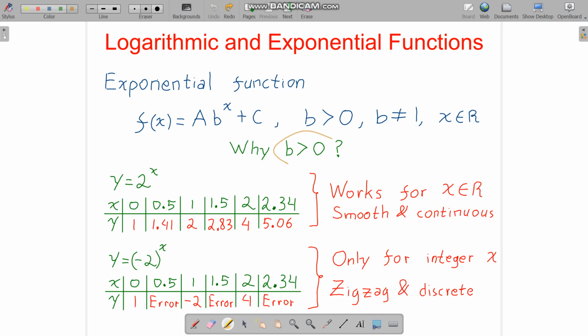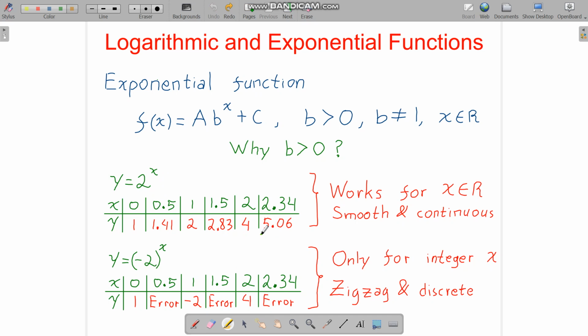Now, in case you are wondering why the b must be positive, let's just try this simple exponential function, 2 to the power of x. If we plug in x equals 0, we get 2 to the power of 0, which is 1. x to the power of 0.5, that is square root of 2, which is this in 3SF. If the x is 1, we get 2, and so on. As you can see, as the x is increasing, the y value, the 2 to the power of x, is also increasing exponentially, smoothly.